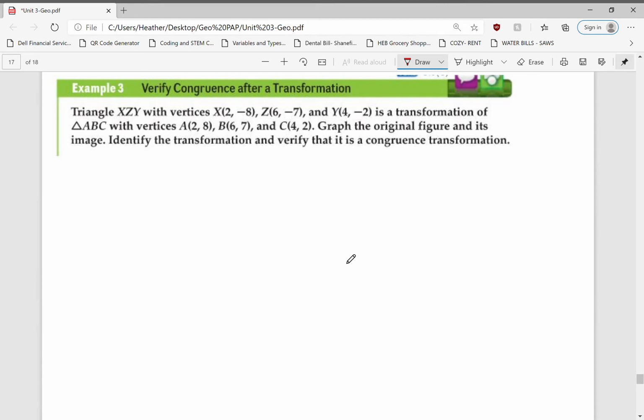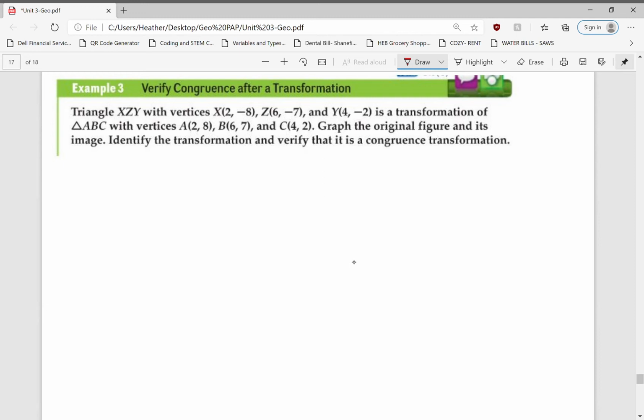Okay, so it says triangle XYZ with vertices XYZ is a transformation of triangle ABC with vertices ABC. Graph the original figure and its image. Identify the transformation and verify that it's a congruence transformation. Okay, so first things first, we're going to have to graph our two triangles.